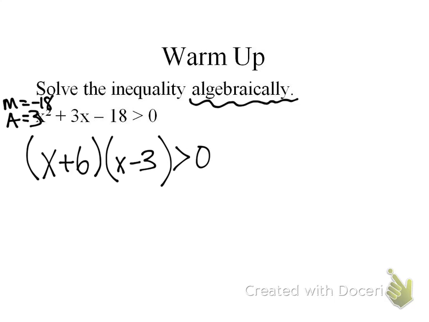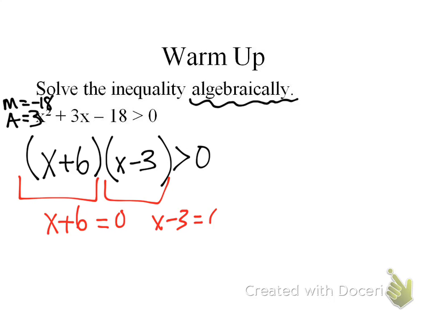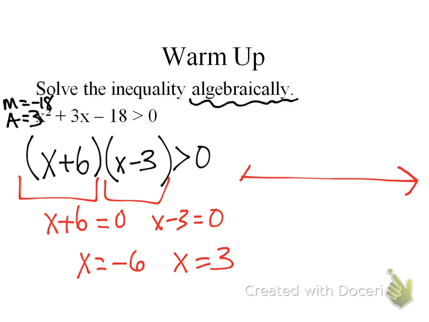All right, to find our critical numbers, we want to actually just set them both equal to 0. So our critical numbers here are negative 6 and positive 3. So on my number line, I need a negative 6, I need a positive 3. This is just a greater than symbol, so these are going to be open.